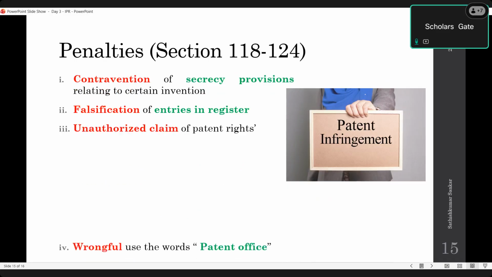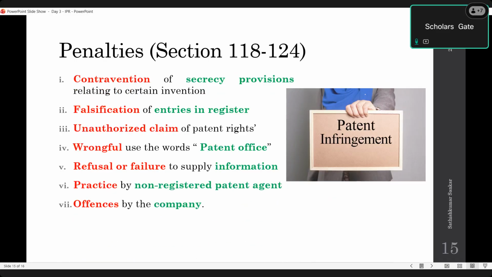The last thing I want to cover here is the penalties. The Patent Act covers penalties imposed on the patentee or patent agent under sections 118 to 124, which are clearly mentioned. First, contravention of secrecy provisions related to certain inventions. If your invention is for defense purposes or atomic energy purposes, then as per the Patent Act 1970, that invention is under the secrecy provisions.